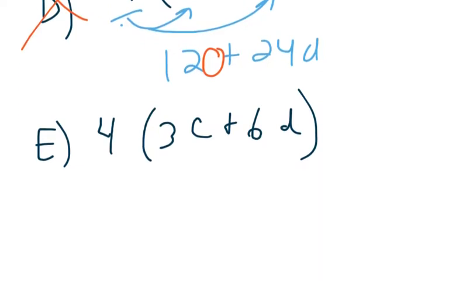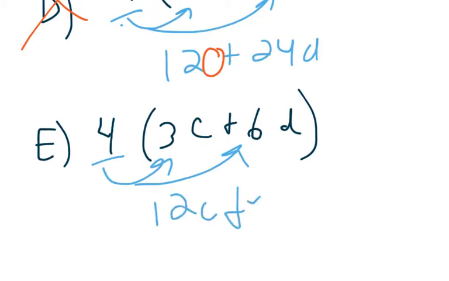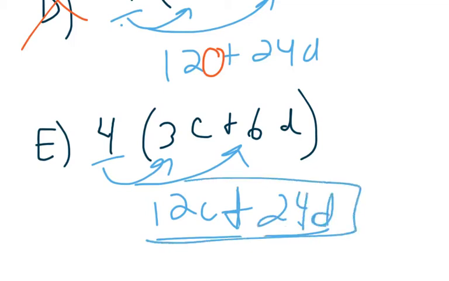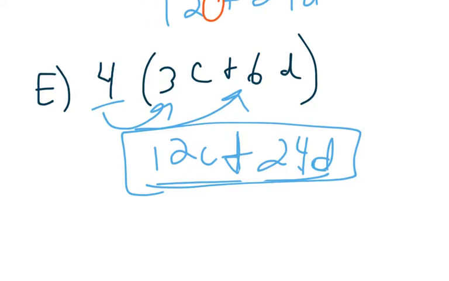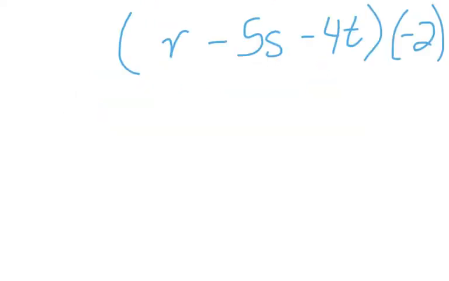Then finally the last one. 4 times 3c, 4 times 6d, that gives you 12c plus 24d. So that is correct.